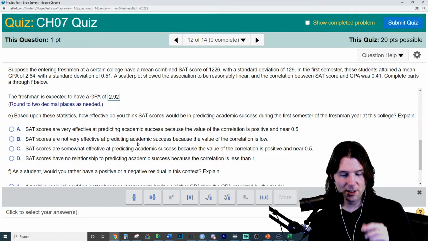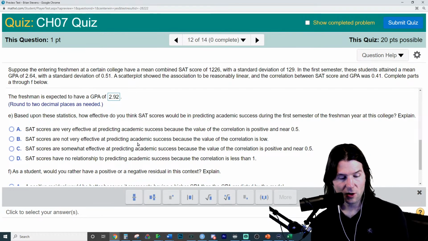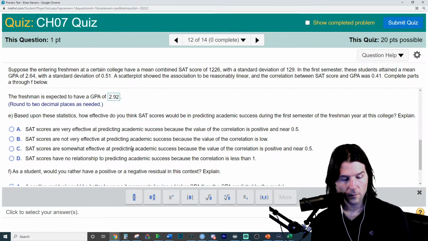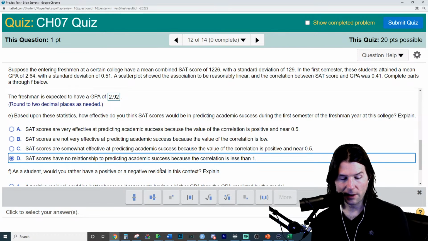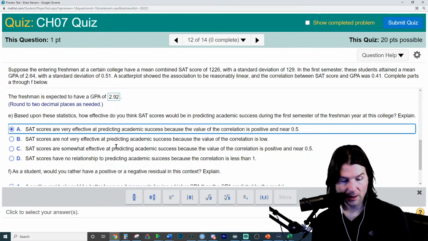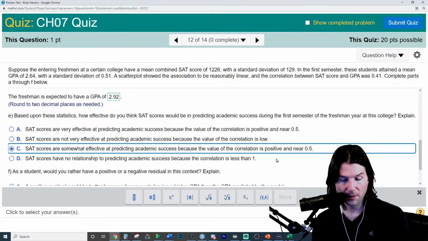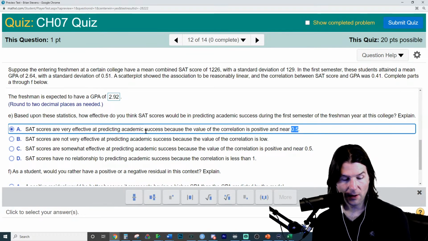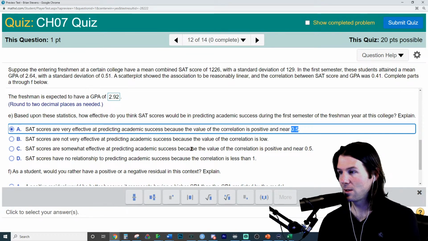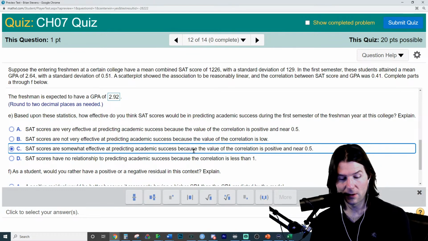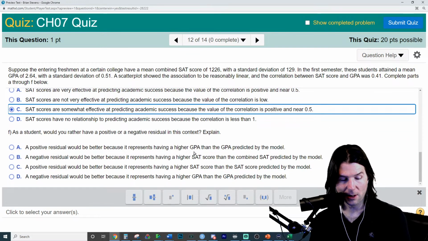Oh, the correlation's kind of weak right here, which means the R squared is going to be low. It's not that they have no relationship. That one's ruled out. Oh wait, here it is. It says are somewhat effective, are very effective. Okay, I'm going to go with somewhat effective. It is near 0.5. I like that this gives the value right here. This is saying are very effective. The higher the R, the more effective it is. That should be right. I'm always worried about the subjective ones.